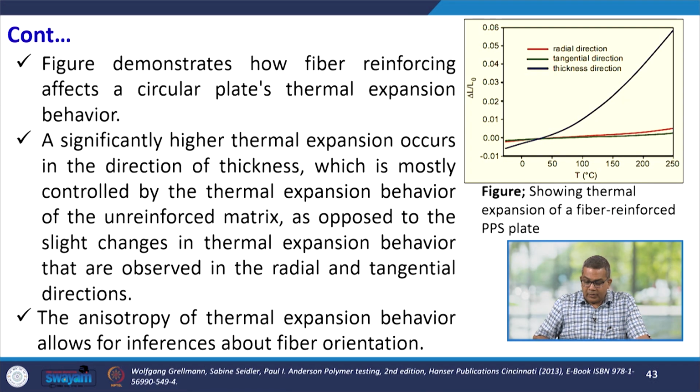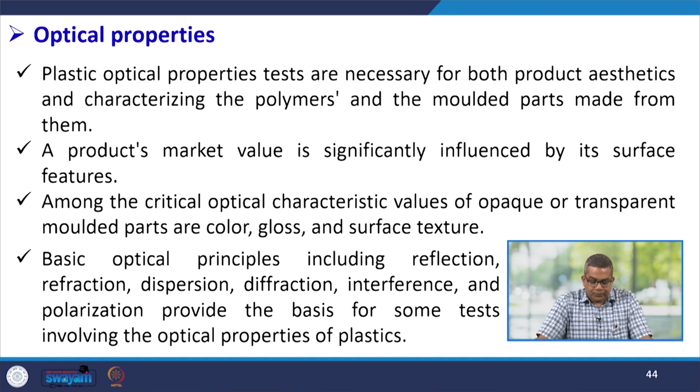This particular figure demonstrates how fiber reinforcement affects circular plate thermal expansion. A significantly higher thermal expansion occurs in the direction of thickness, which is mostly controlled by the thermal expansion behavior of the unreinforced matrix, as opposed to the slight changes in the thermal expansion behavior that are observed in the radial and tangential directions. The anisotropy of the thermal expansion behavior allows for inferences about the fiber.